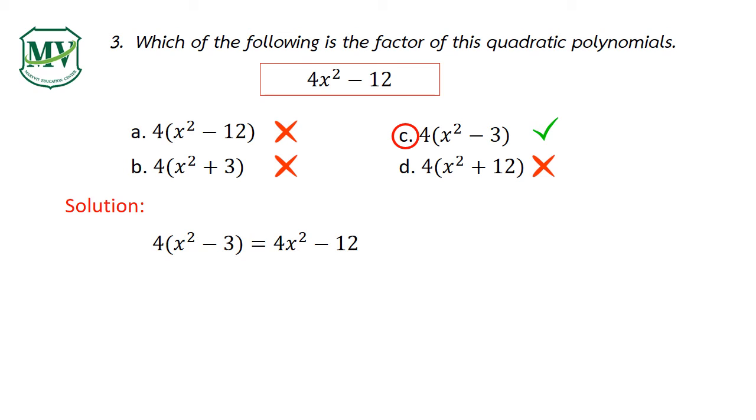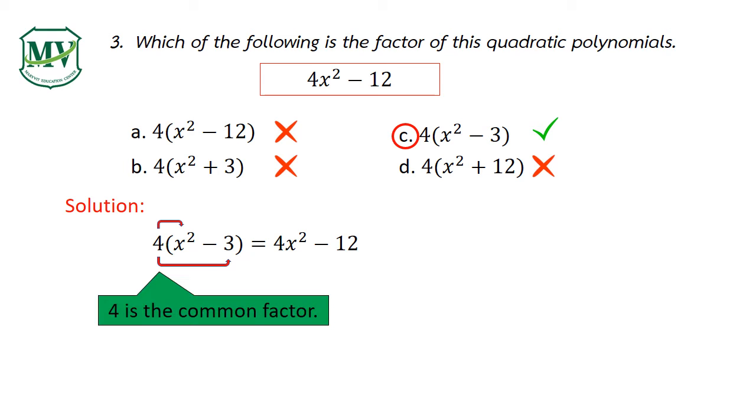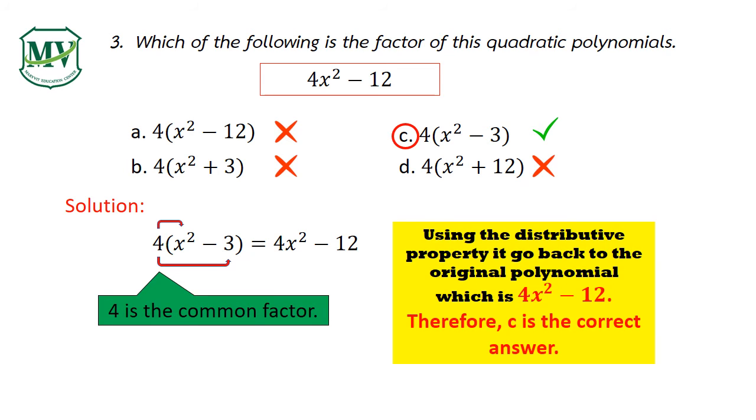So the solution. Since letter C is the correct answer, we could check it. We multiply 4 times the quantity of x squared minus 3. So 4 times x squared is equal to 4x squared. Then 4 times negative 3 is equal to negative 12. So 4 is the common factor. So it goes back to the quadratic polynomial, which is 4x squared minus 12. So using the distributive property, it goes back to the original polynomial, which is 4x squared minus 12. Therefore, C is the correct answer.